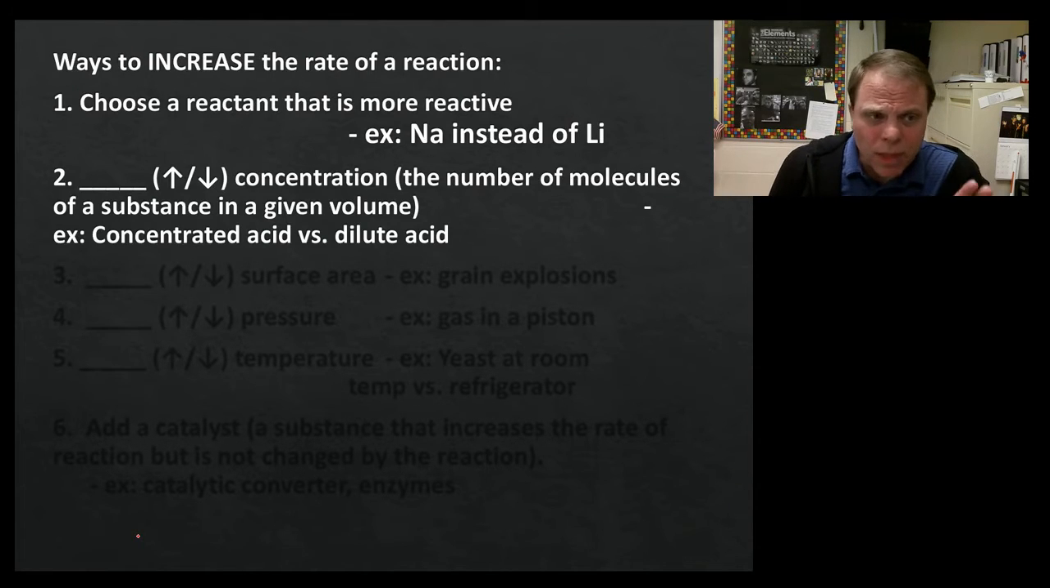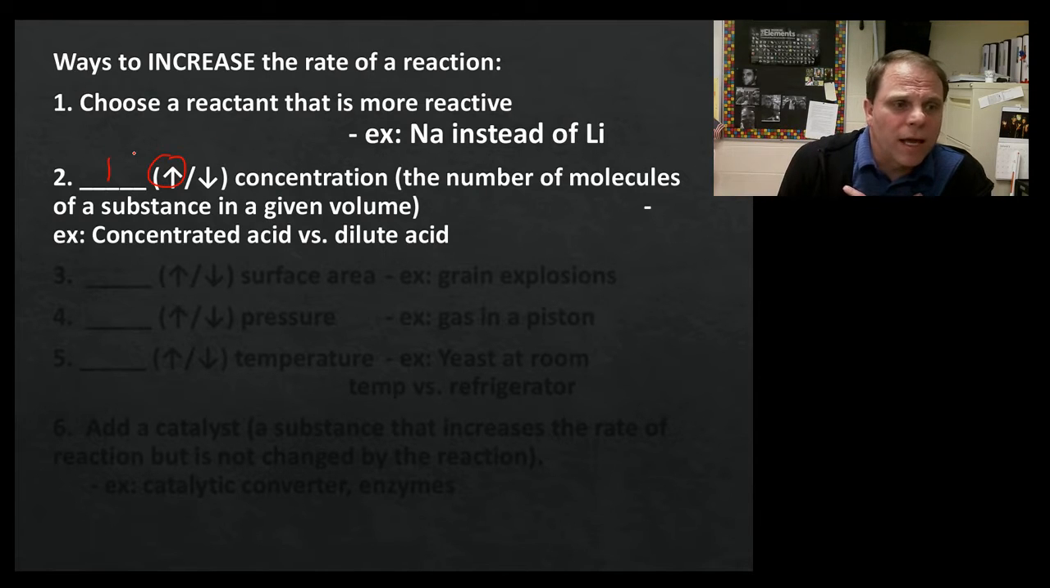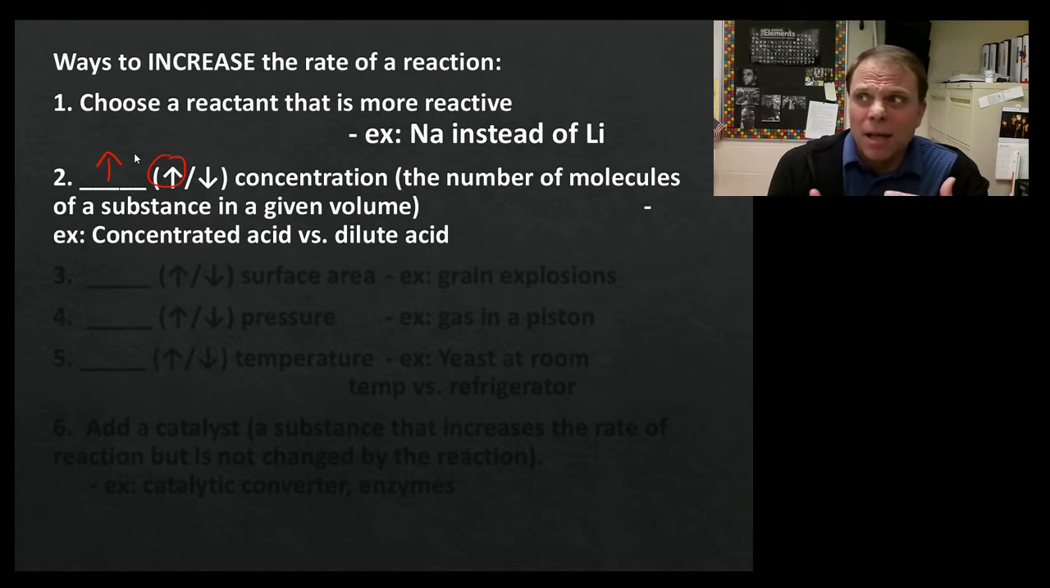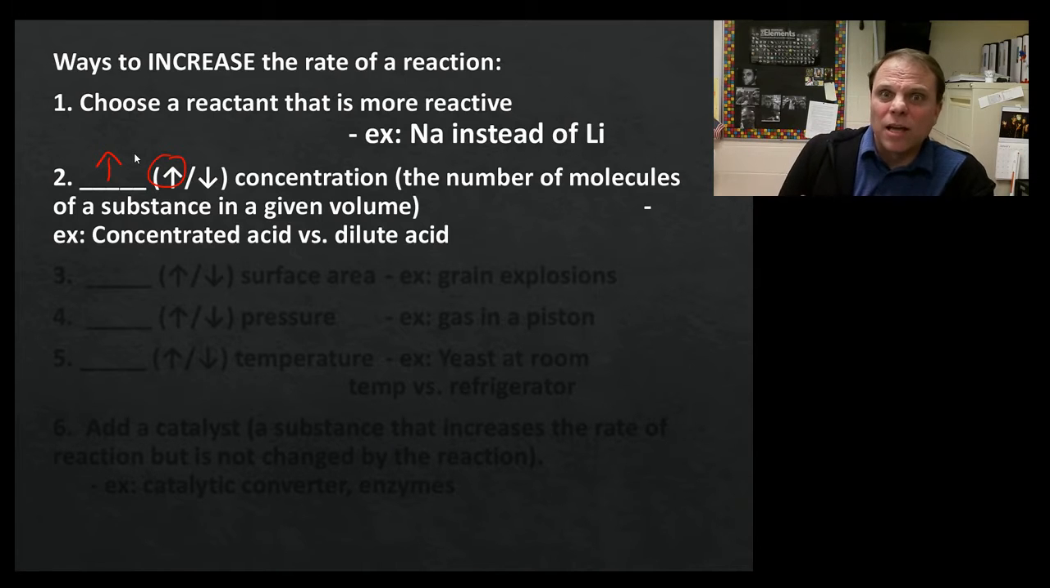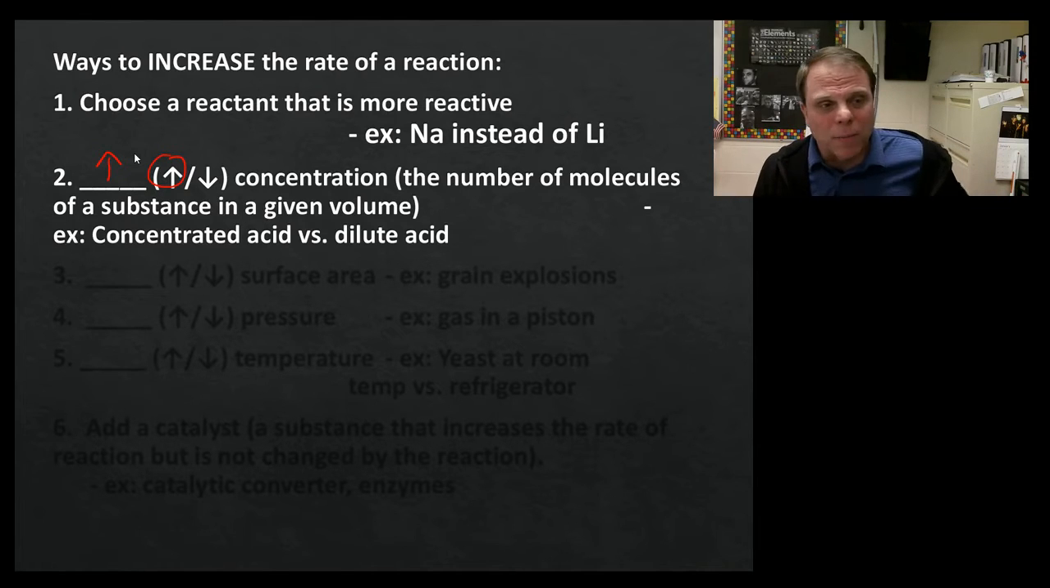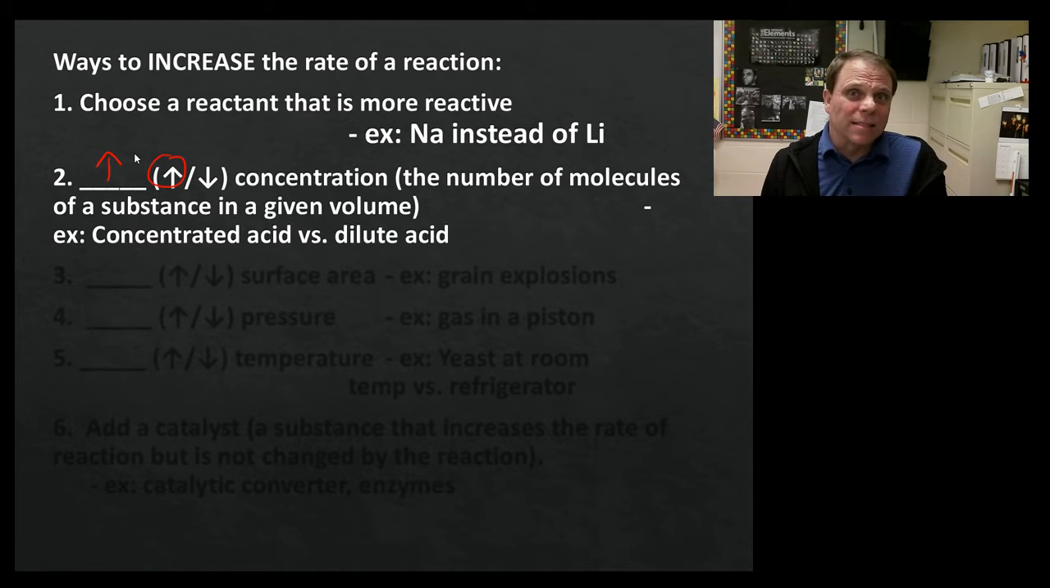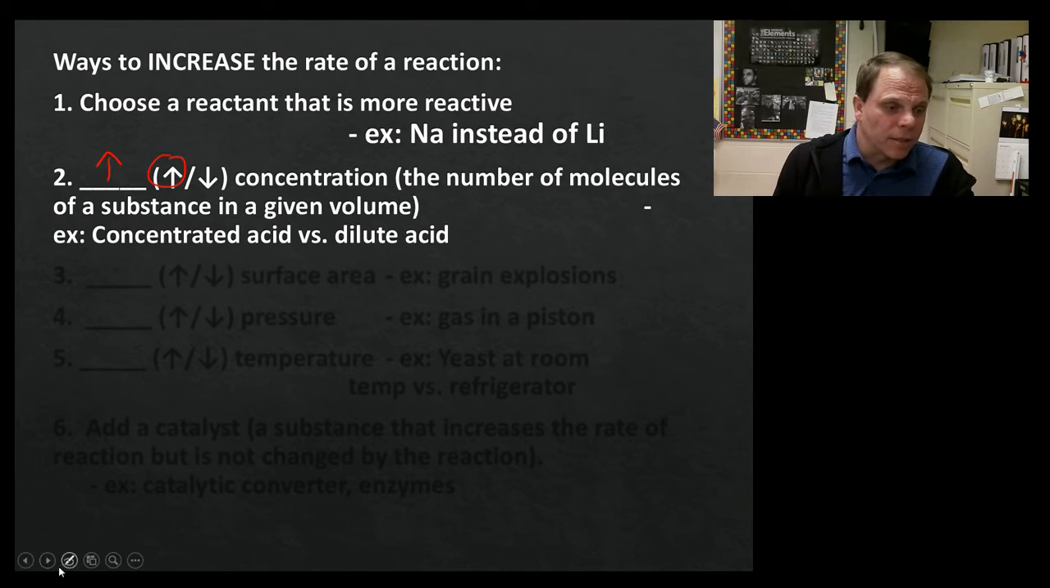Our second one: if I increase the concentration, or the number of molecules, then I'm going to end up getting more collisions, right? So if I put some concentrated acid on zinc, it's going to start bubbling, the zinc's going to dissolve, and it's going to disappear. But if I use a diluted acid, then it's going to react slowly, and eventually the zinc may not disappear. So the concentration of my reactants is going to affect how fast that reaction takes place.